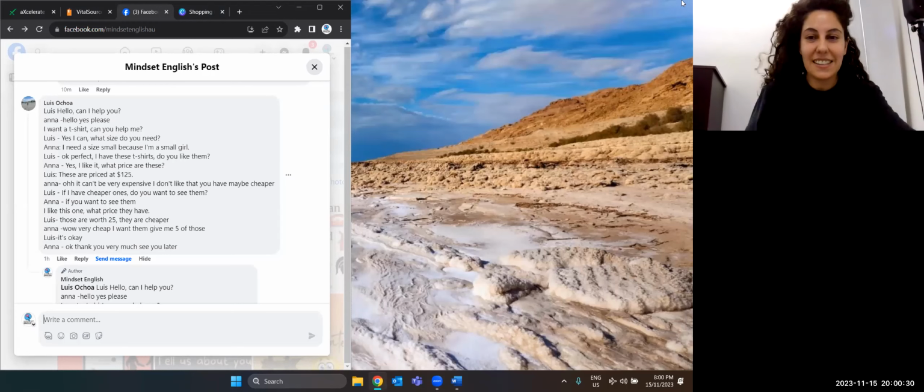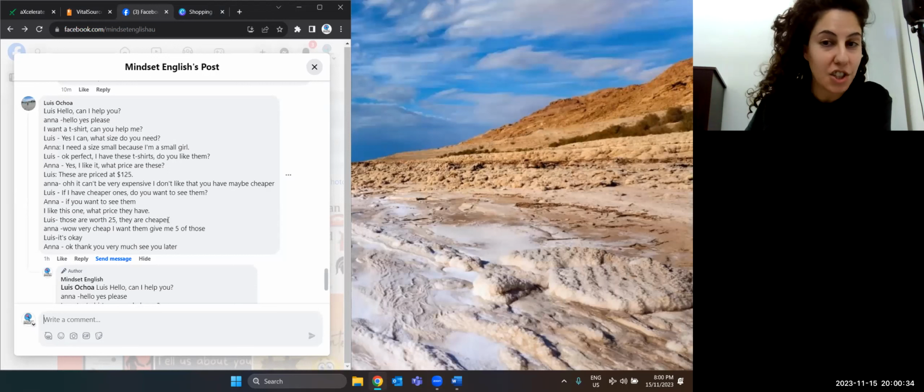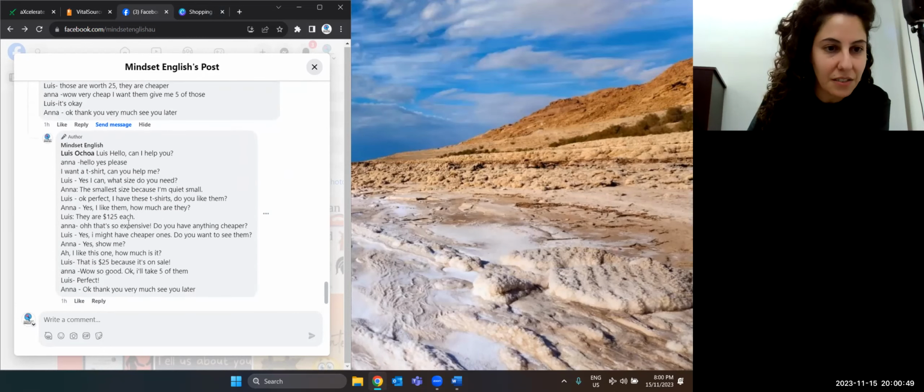So I like in this conversation, I like that we're asking about cheaper. So we're comparing. Do you have anything cheaper, less? And also we need to make sure we say the dollar sign. That's $125. Sorry, I had the wrong conversation.